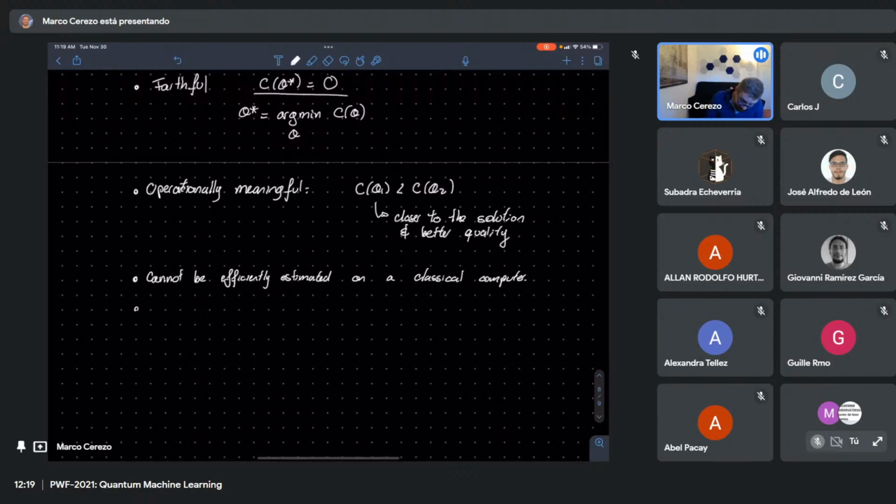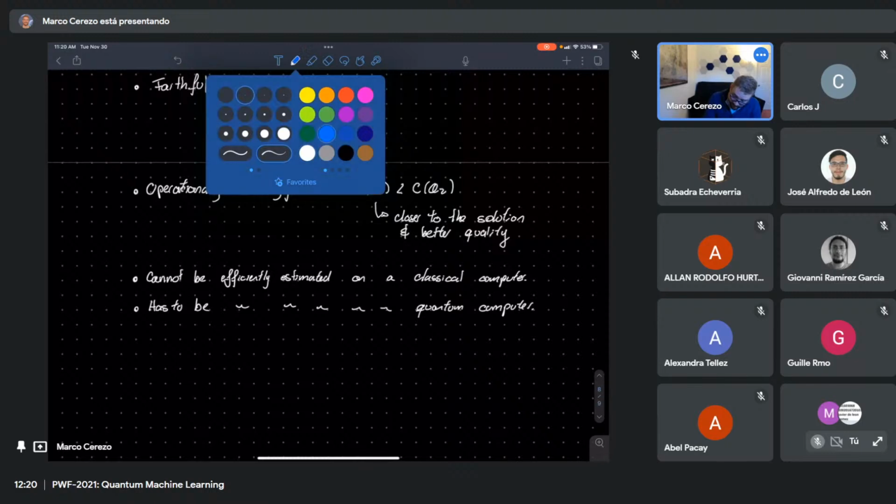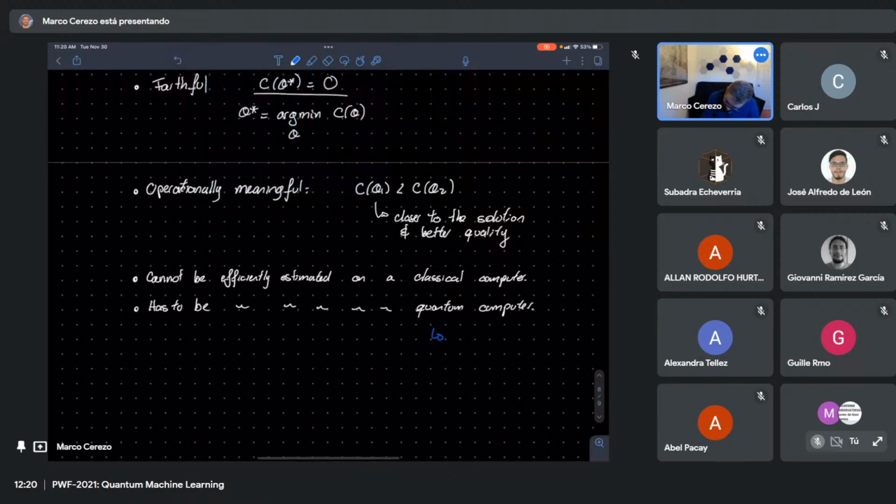And that leads us to the next one. It has to be efficiently computable, efficiently estimated on a quantum computer. I want to make a cost function whose estimation is not going to require an exponential number of resources, because if it does, then we're screwed. So this usually means computational complexity.